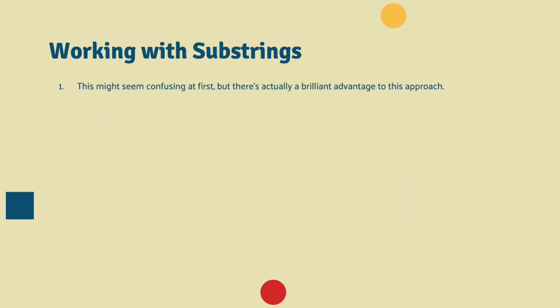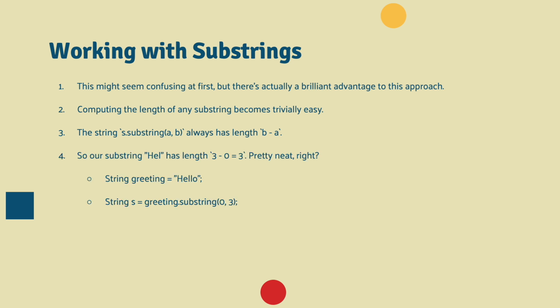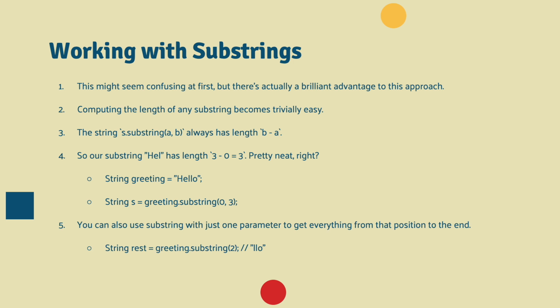This might seem confusing at first, but there's actually a brilliant advantage to this approach. Computing the length of any substring becomes trivially easy. The string s.substring(a, b) always has length b minus a. So our substring "Hel" has length 3 minus 0 equals 3. Pretty neat, right? You can also use substring with just one parameter to get everything from that position to the end.